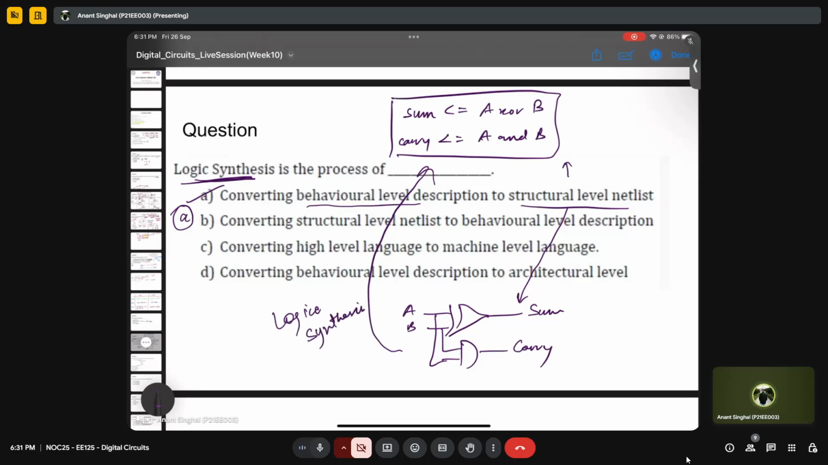This is done internally by the machine. By doing this process, it is able to understand that this sum is actually the output of a circuit which is given by A and B, and doing the XOR operation on them. So XOR is a keyword. Once you do A XOR B, your sum will be given out as an output of the circuit. This is actually what the process of logic synthesis is. It is a process of converting the behavior level description to the structural level netlist. So option A is the correct answer.